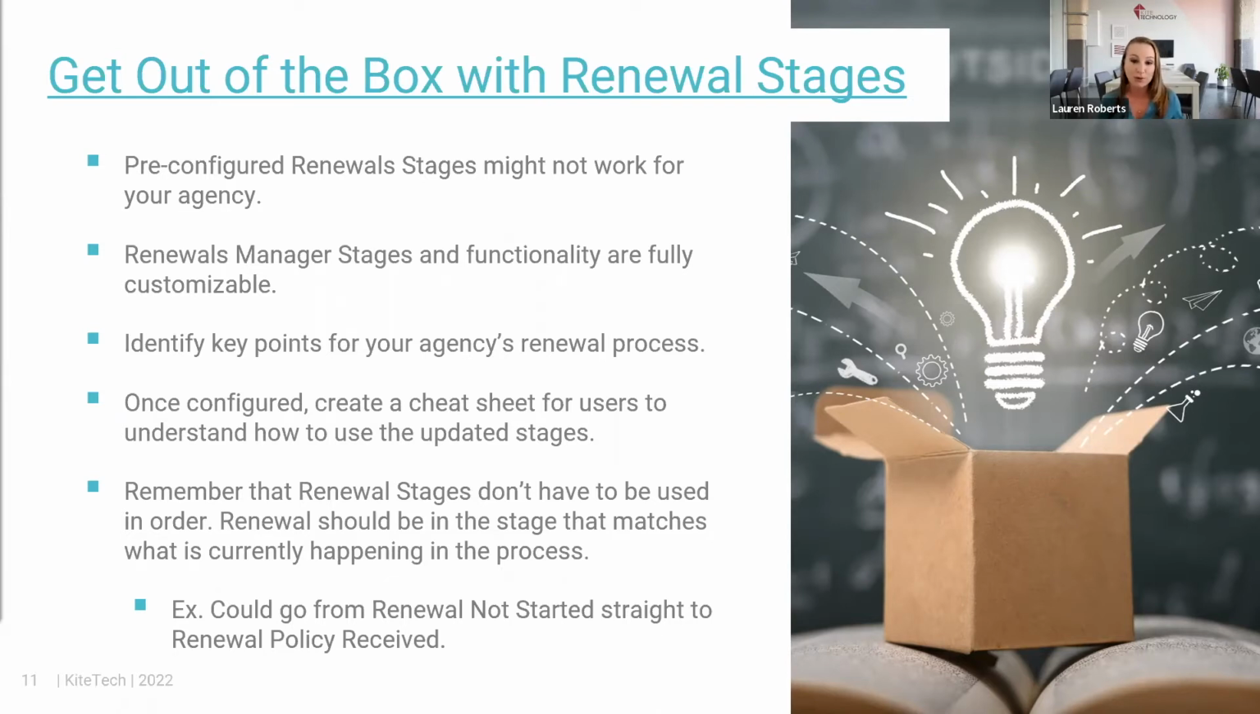Do you have a proposal? So what are those key points throughout the renewal that you want to be able to track? What are the items that tell you where they're at in the process without going into an enormous amount of detail? The pre-configured renewal stages that are in Epic out of the box might not work for you. So it is a good idea to go through and see what's there.